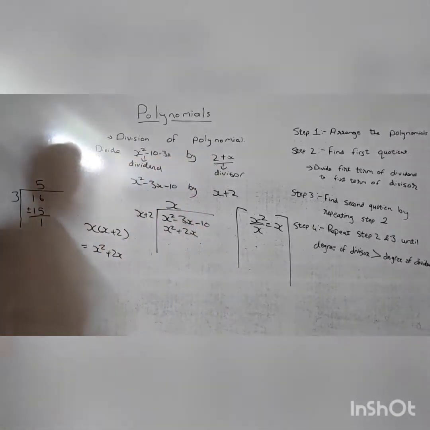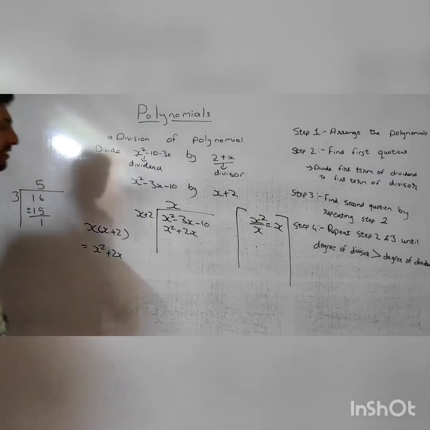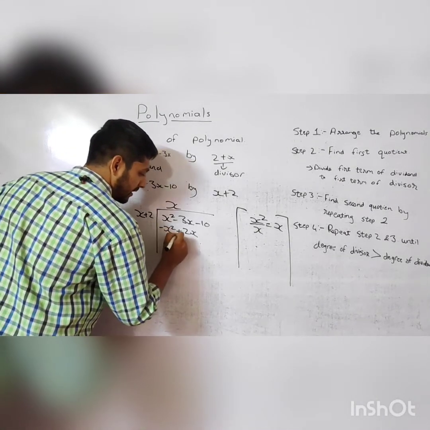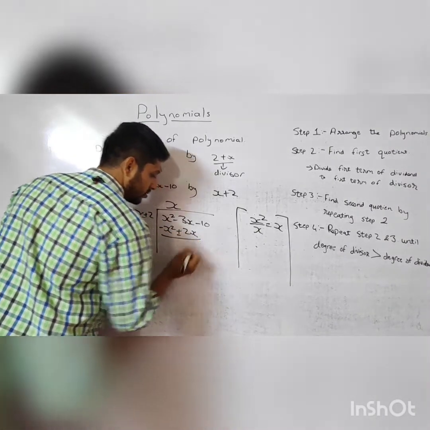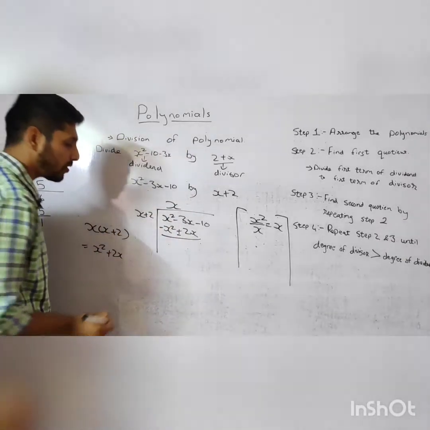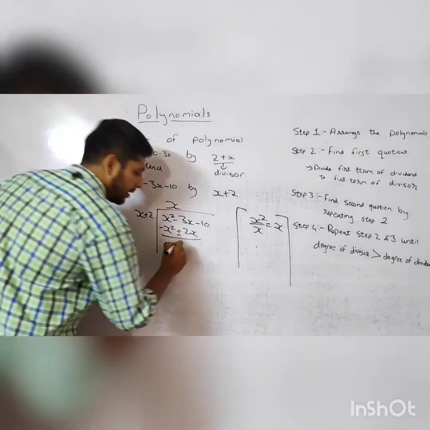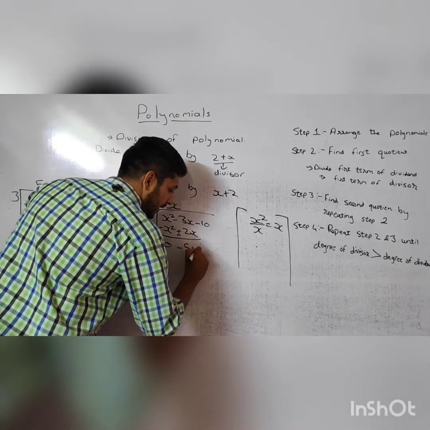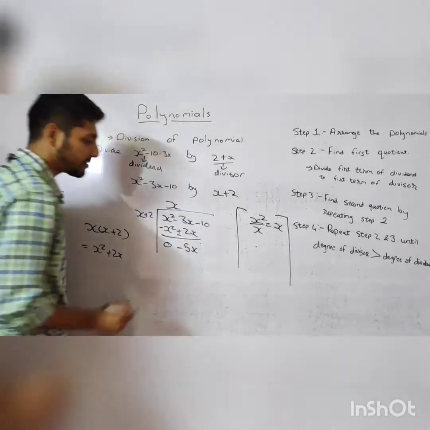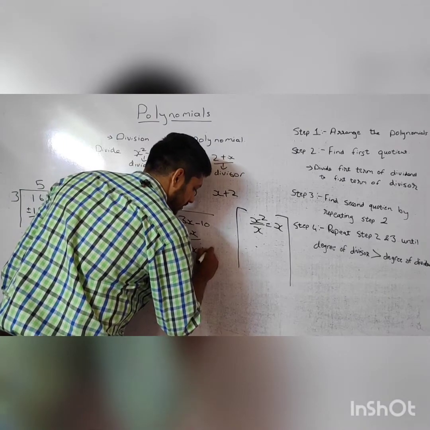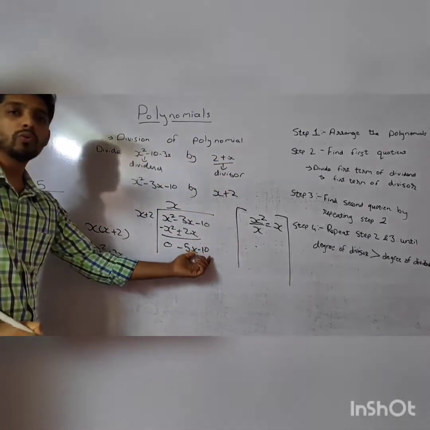The next step was changing the sign. So we'll change the sign over here. This will become negative. This will also become negative. So what will be my answer? X square minus x square will give me 0. Minus 3x minus 2x will give me minus 5x. And I'll bring down the next term, that will be minus 10. So this becomes my new dividend.